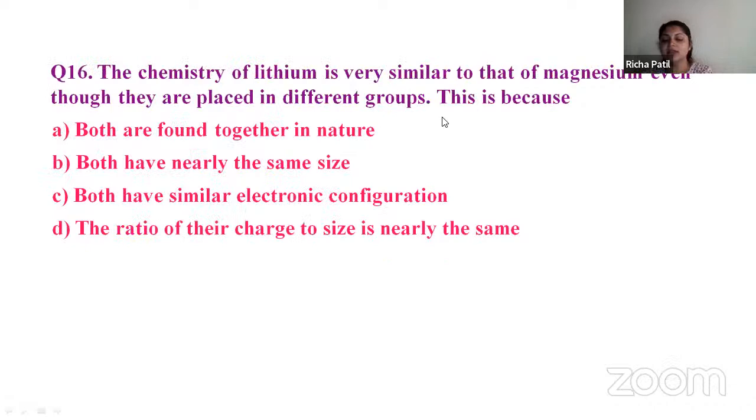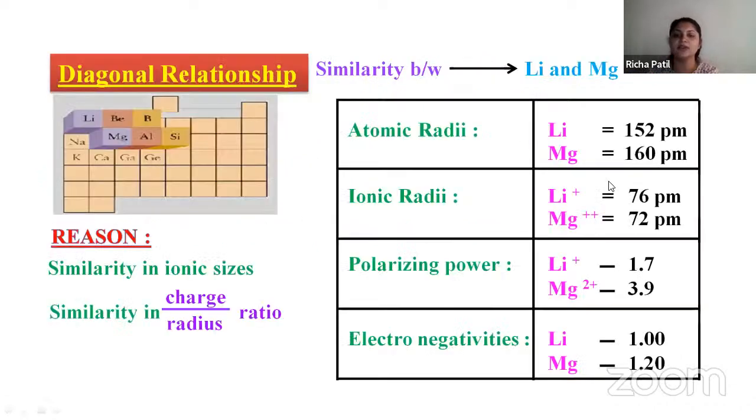When you are comparing these, there is a diagonal relationship between them, and you can see similarities. What is the reason for the similarities? Because ionic size is similar and the charge to radius ratio, that is the polarizing ratio, is similar. Because of ionic size and charge to radius ratio, lithium, magnesium and beryllium, aluminum are showing similar properties.